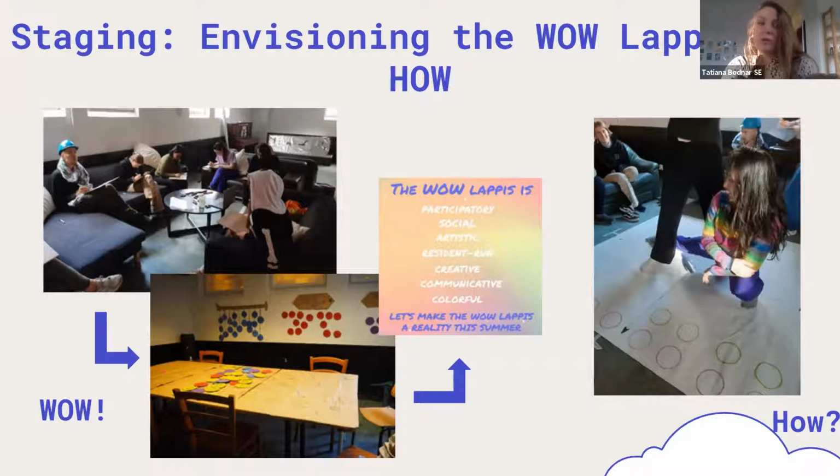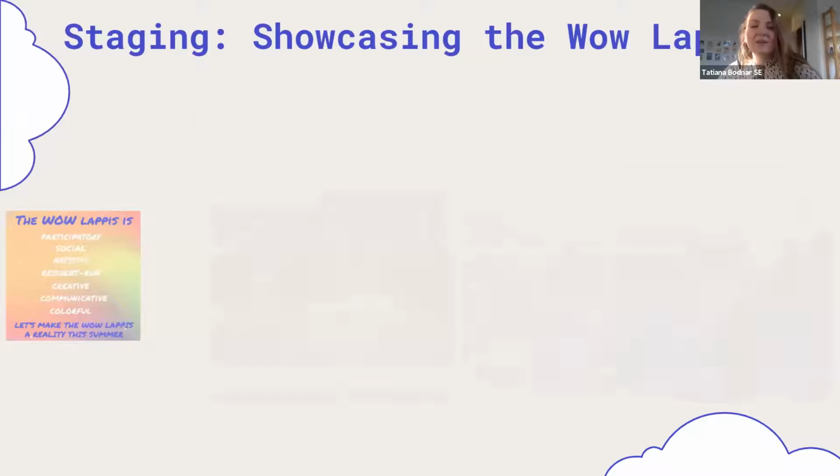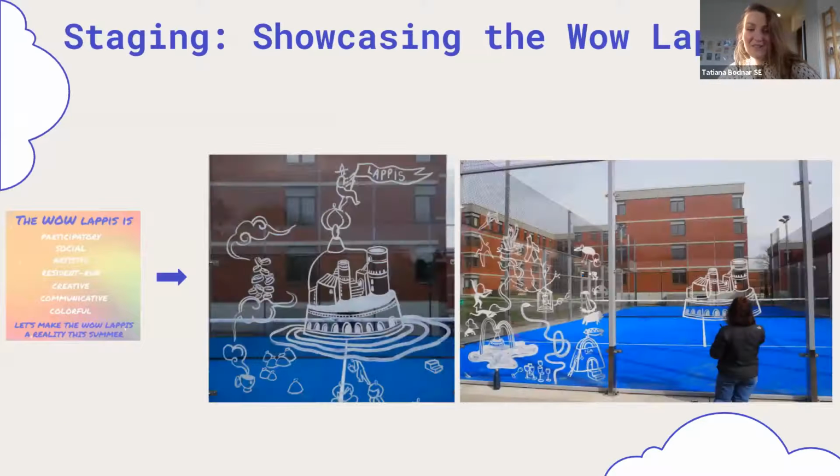So this is this multi-purpose space. And they created this wow Lapis, which was our vision, as participatory, social, artistic, resident-run, creative, communicative, and colorful. And then we played little games, like this scenario mapping twister, to try and get possible futures and things like that. But as you can see, our games are very analog and very easy to craft. And then we showcased what we worked on with the artists, this ideal vision, on the paddle court.